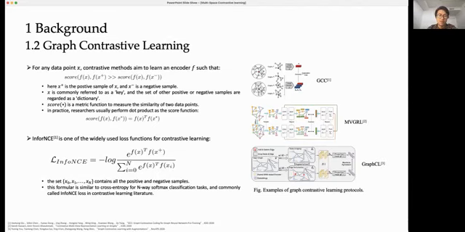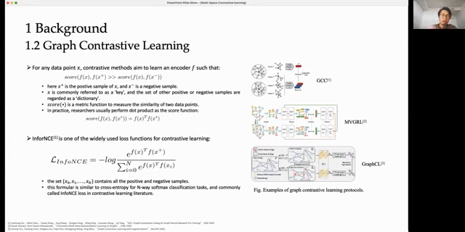To optimize for this property, we can construct a softmax classifier that classifies positive and negative samples correctly. This should encourage the score function to assign large values to positive pairs and small values to negative examples. InfoNCE is a widely used loss function to achieve such a goal.